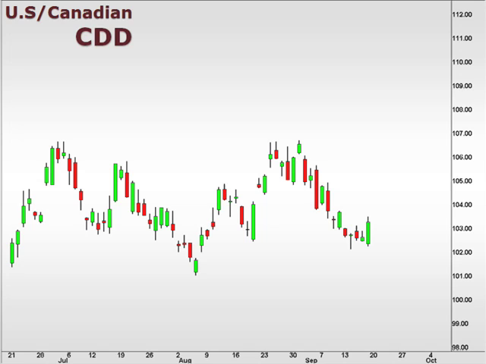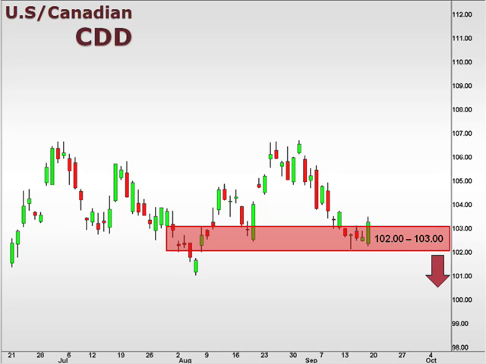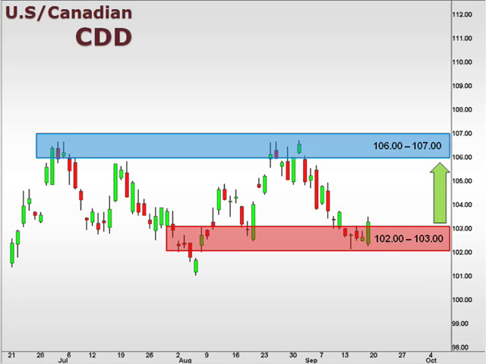Next up, the U.S. dollar versus the Canadian dollar is seen here in the ISE FX Options Pair Value CDD. While the CDD remains range-bound, a break below 102 opens the window for a move lower. However, as long as the level holds, we are likely to see another test of the 106-107 resistance zone.